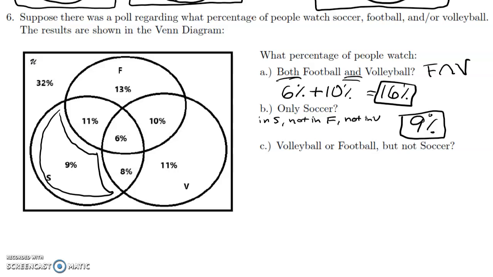Notice more people in total watch soccer, but they also watch a combination of other sports, right? These people also watch football, but not volleyball. These people watch all 3, and these people also watch volleyball, but not football. So we're trying to take a look at the people who only watch soccer, and it's just that 9% in here. So let me again clean up our diagram.